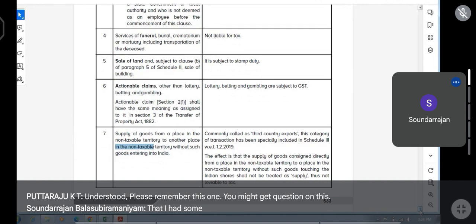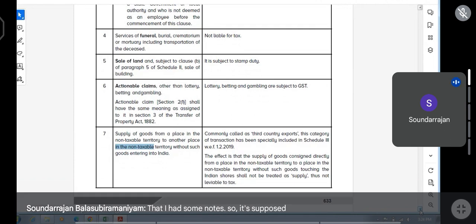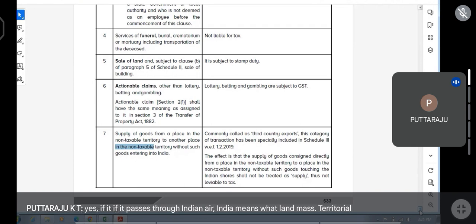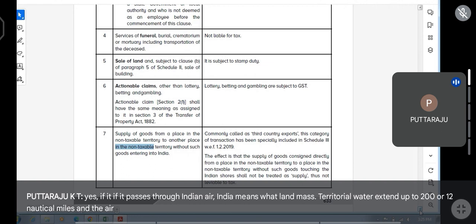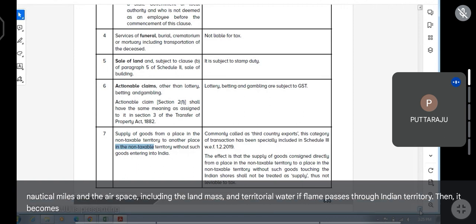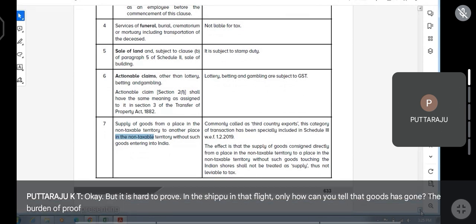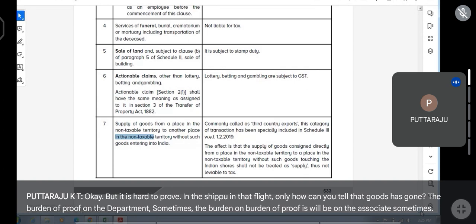I had some doubts. Yeah. Sir, if suppose a ship or aeroplane passes India, whether any tax applicable? Yes, if it passes through Indian air. India means what? Land mass, territorial waters extending up to 12 nautical miles, and the airspace including the land mass and territorial waters. If a plane passes through Indian territory, then it becomes taxable. Okay. But it is hard to prove. In that ship, in that flight, how can you tell that goods has gone? The burden of proof is on the department. Sometimes the burden of proof will be on the assessee, depending on the situation.